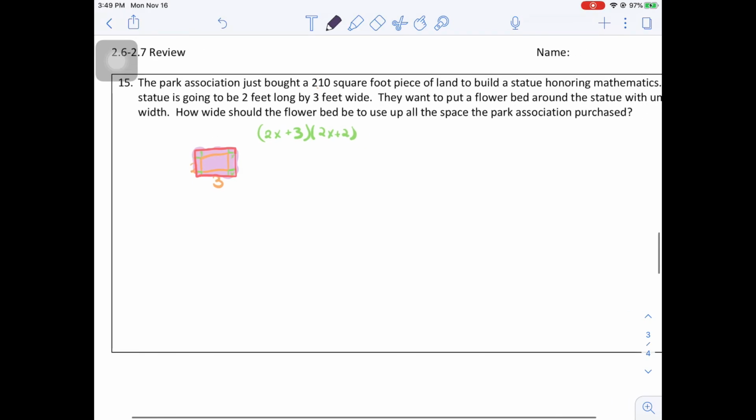What is the total area of this question? The Park Association just bought 210 square foot piece of land to build a statue. 210 square feet is the entire area. So we're going to go 210. All right. So then from here, we should just be able to solve.